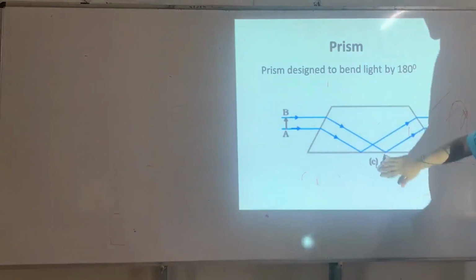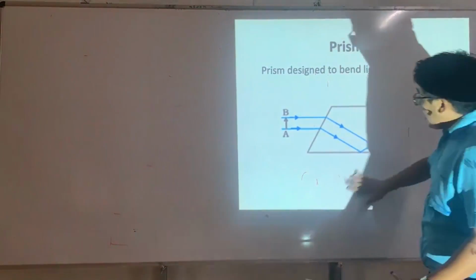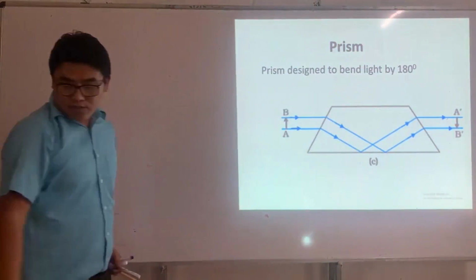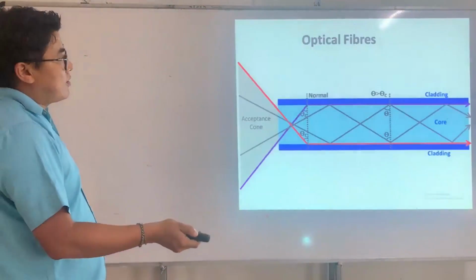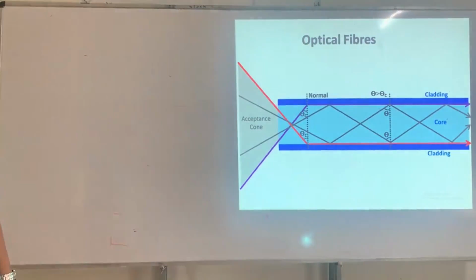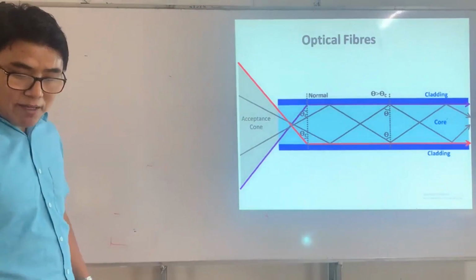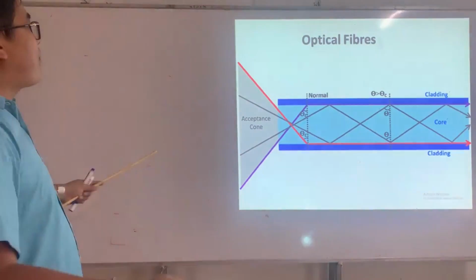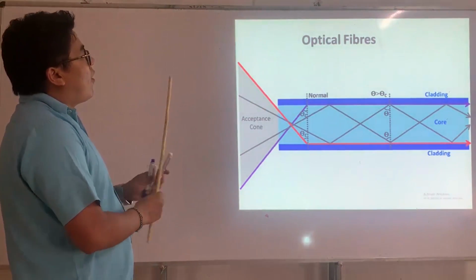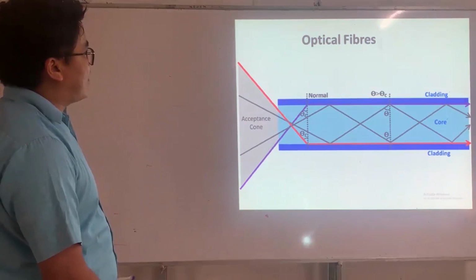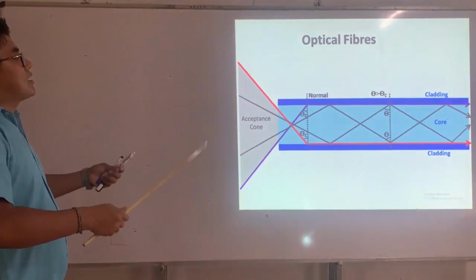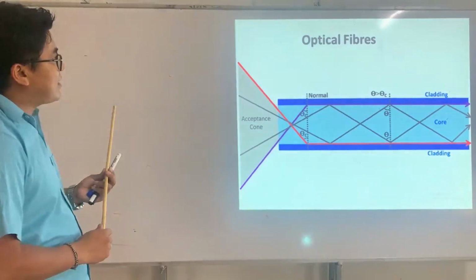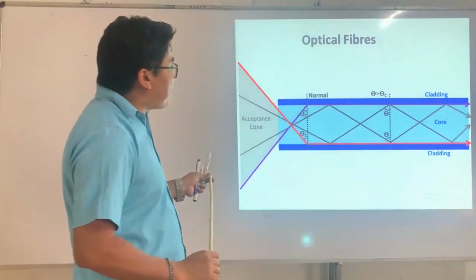Now I have a last phenomenon, which is what we call the technological application of total internal reflection. Technological applications. So this is what we call optical fiber. There is now a big branch of physics called optical fiber physics, right? So this deals with light or information traveling through optical fibers, right? Again, this is a huge application these days.